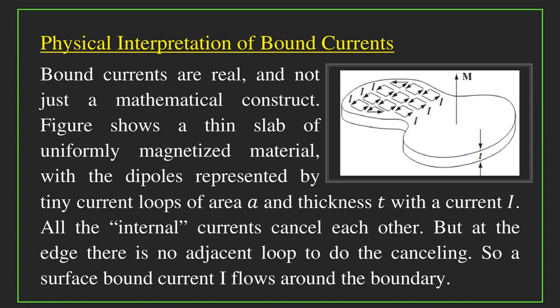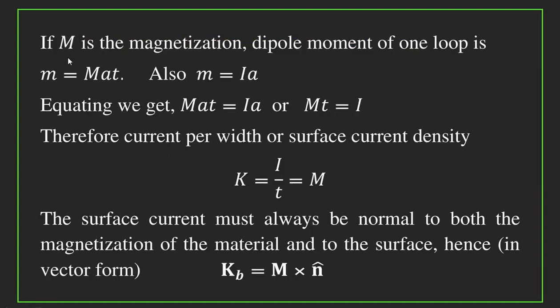Now if capital M is the magnetization, then the dipole moment of one loop, small m, is equal to the dipole moment per unit volume times the volume of that one loop. Volume is equal to area times thickness, so m is M a t. Also, the dipole moment has another formula, current times area, that is I a. Equating these two expressions, we get M a t is equal to I a, or M t is equal to I. Therefore the current I is passing through a width t.